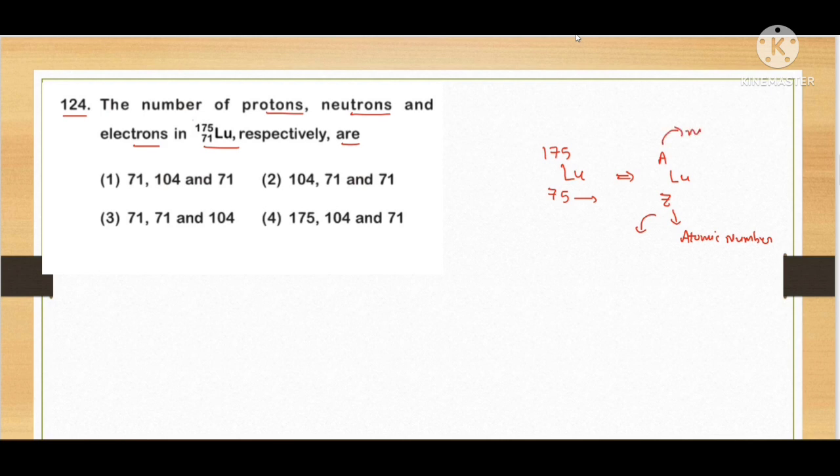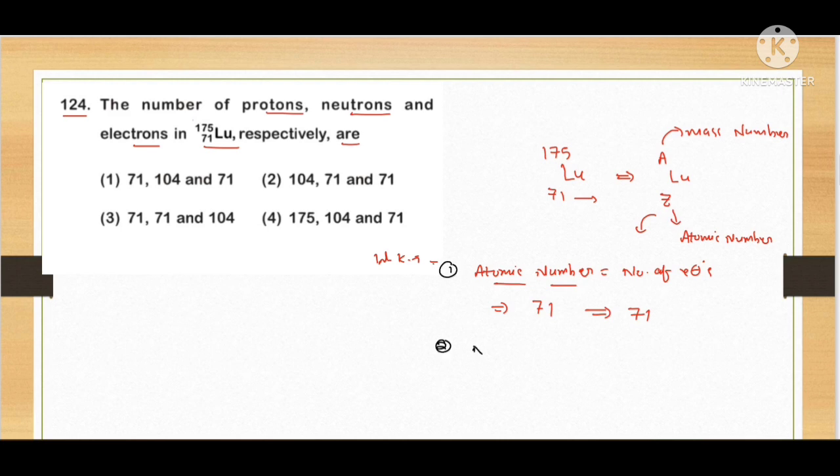A means mass number. You know that atomic number of lutetium is 71, then its electrons are also 71. Here you know that the number of electrons is equal to number of protons. By knowing this, here the number of electrons are 71, the number of protons are also 71.